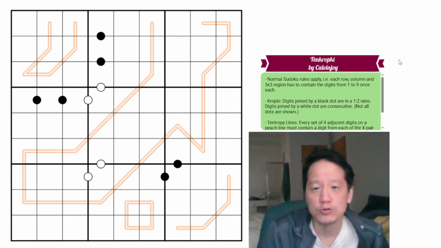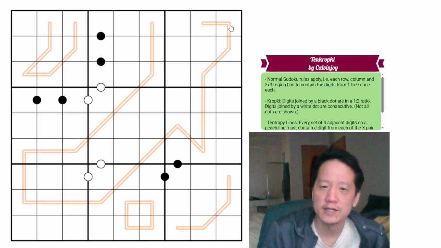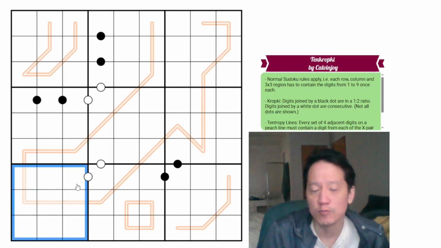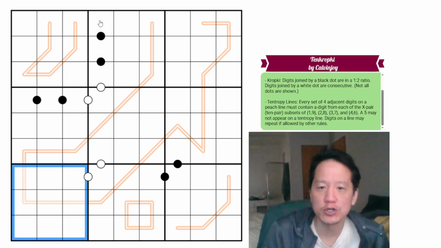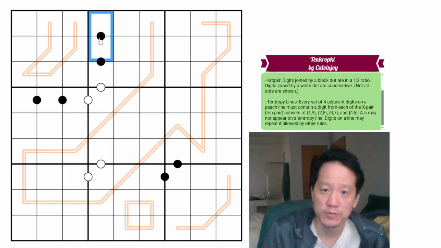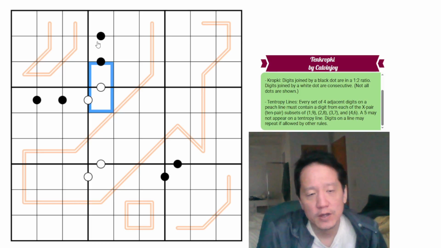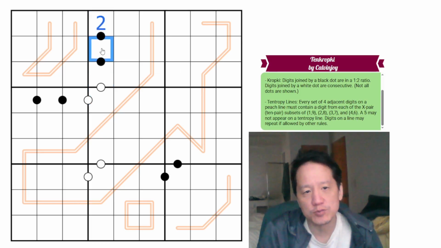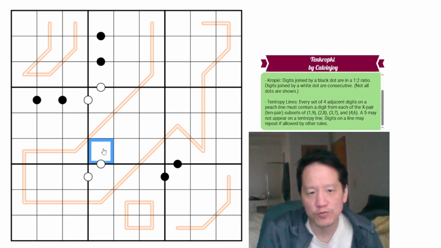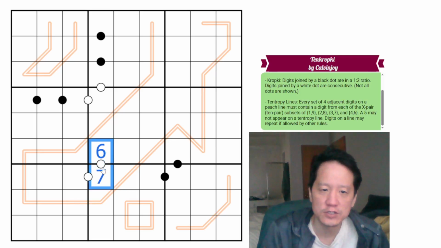Anyways, here are the rules. Normal Sudoku rules apply. That is, each row, column, and 3 by 3 region has to contain the digits from 1 to 9 once each. We also have Kropki dots, where digits joined by a black dot are in a 1 to 2 ratio, and digits joined by a white dot are consecutive. Not all dots are shown. So for example, if this were say a 2, this would have to be a 1 or a 4 to maintain the 1 to 2 ratio. If this were, for example, say a 6, this would have to be a 5 or a 7 to make sure that these digits are consecutive with each other.